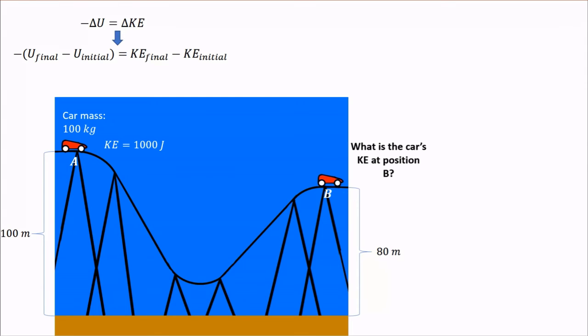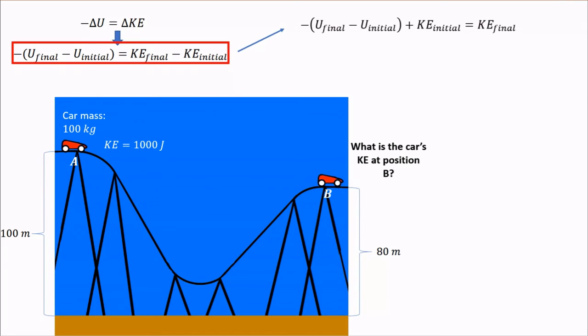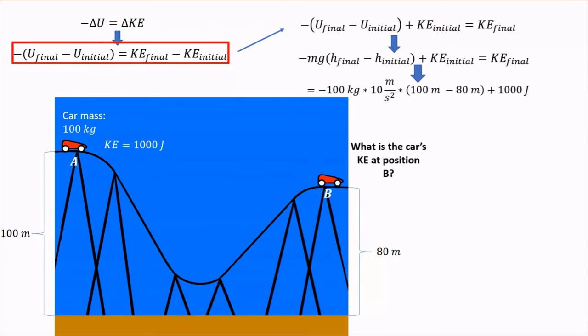Okay, so we really just need to use this equation, where we set the negative change in potential equal to the change in kinetic. We just need to solve for the kinetic at the final position, which is position B, which just requires us to move the kinetic at the initial position to the other side. Now, the potential in our system is mg times height, so we can write this equation like this. Great, now we just plug numbers in, and we do the arithmetic, and that's it. The final kinetic energy is 21,000 joules, or 21 kilojoules.